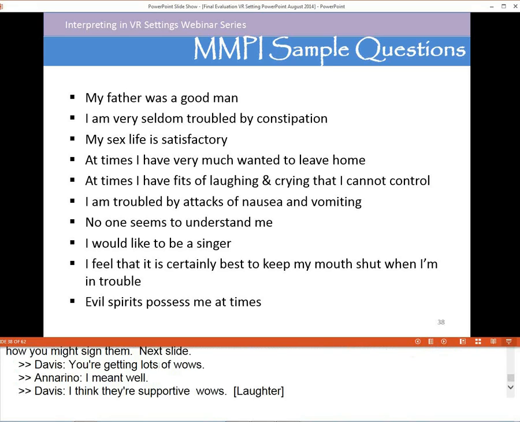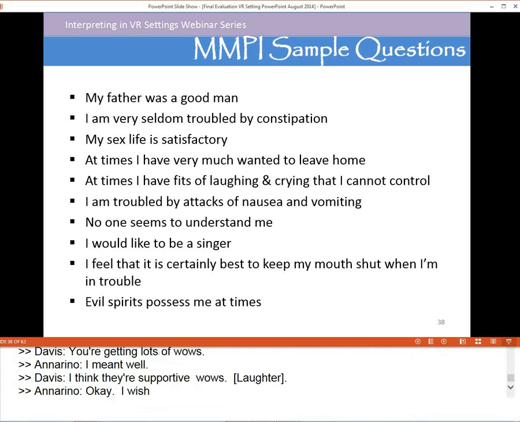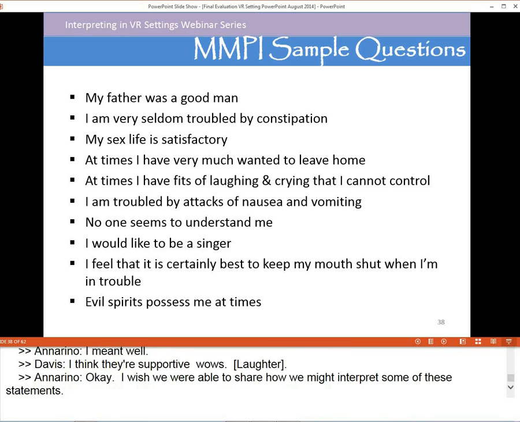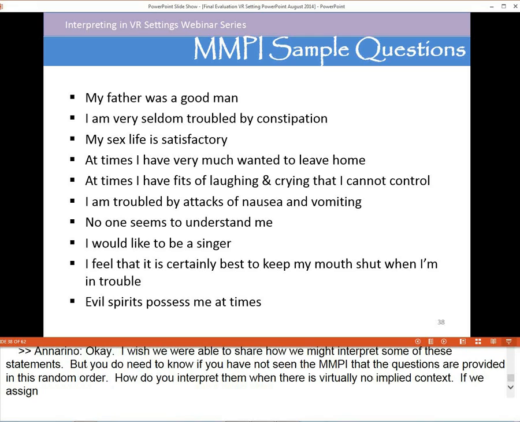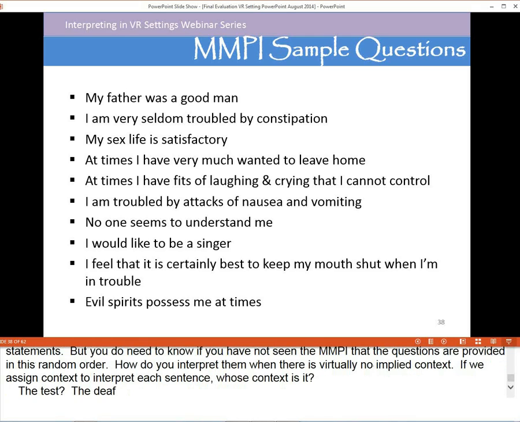Okay. I wish we were able to share how we might interpret some of these statements. But you do need to know, if you've not seen the MMPI, that the questions are provided in this random order. And how do you interpret them when there is virtually no implied context? And if we assign context to interpret each sentence, whose context is it? The test's, the deaf person's, yours?